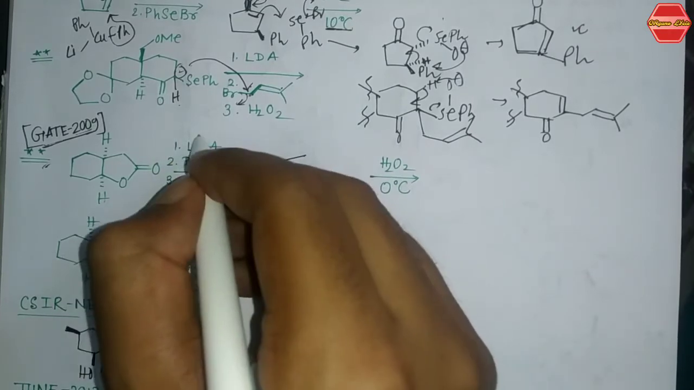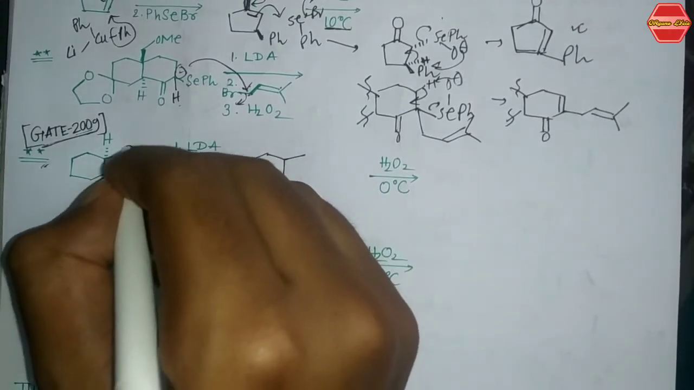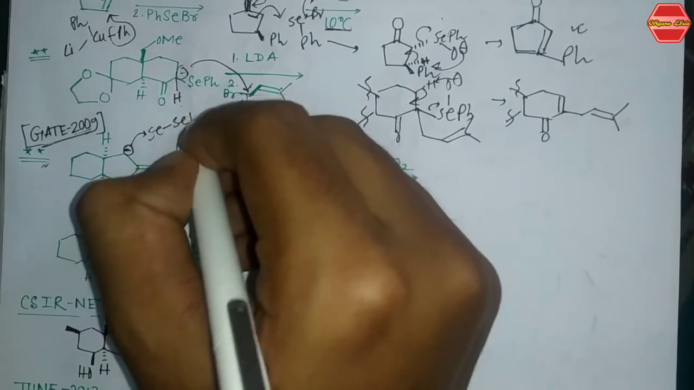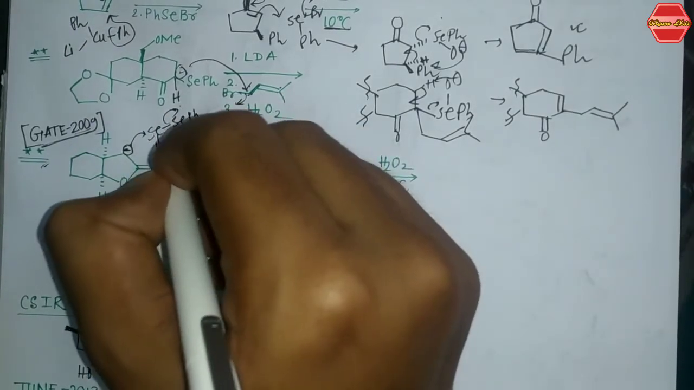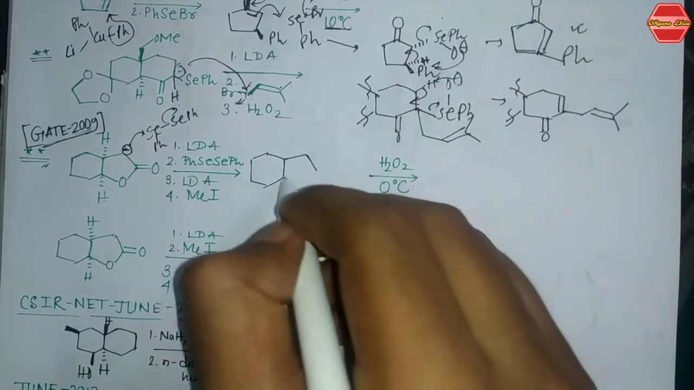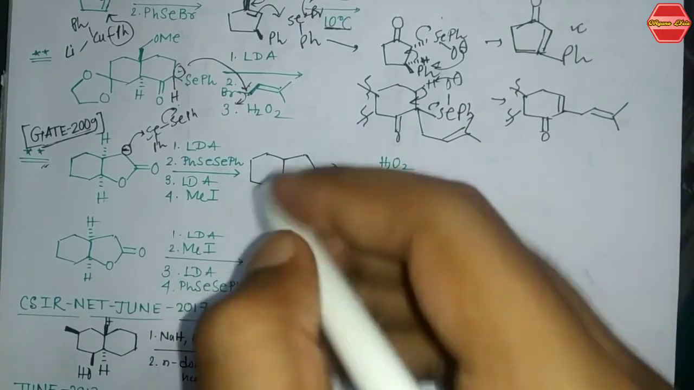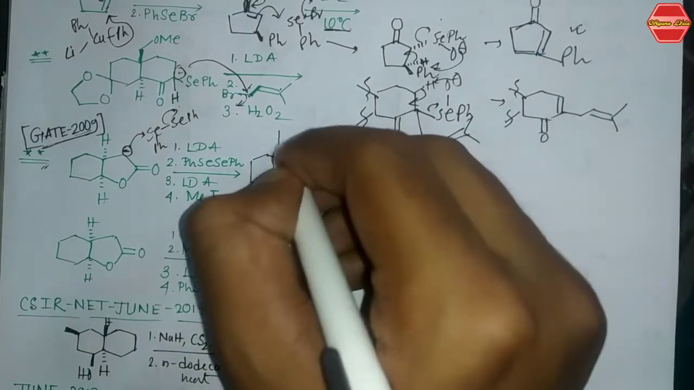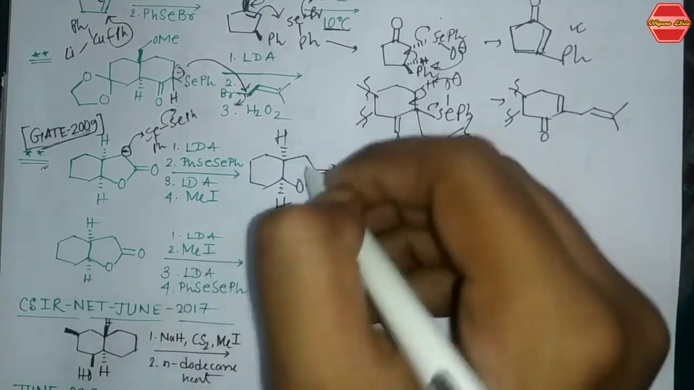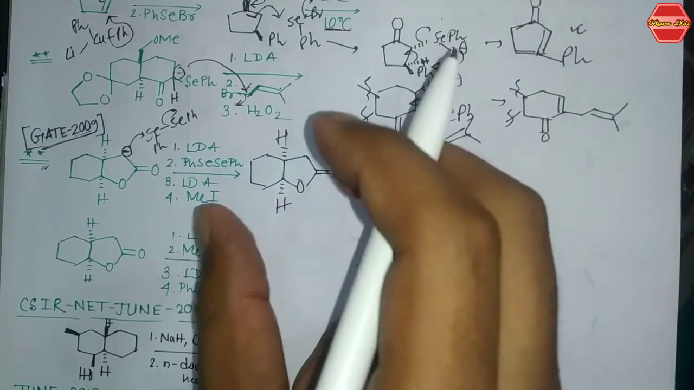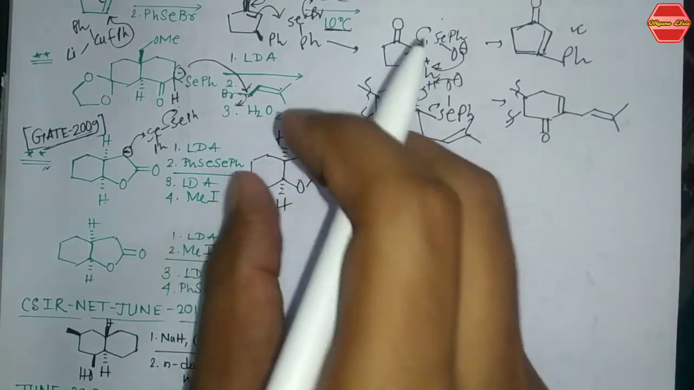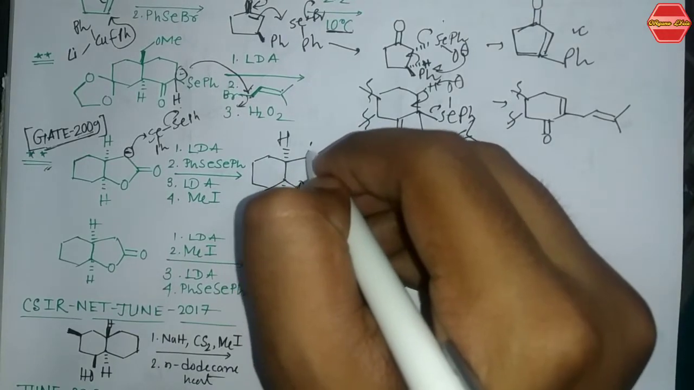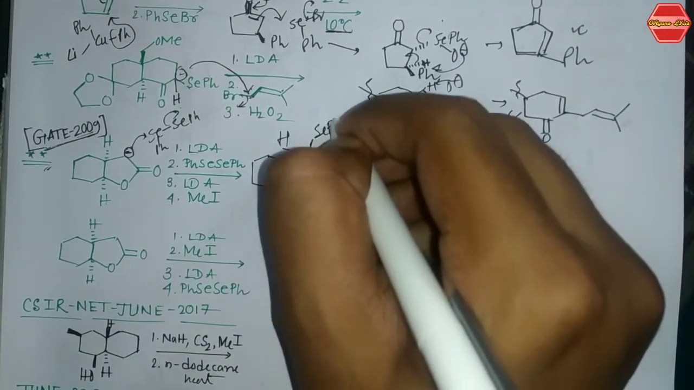Now you know that LDA is given, so it takes a proton over here and you are getting a negative charge over here. It will attack over this selenium system and one mole of PhSe will leave from the system. You are getting this PhSe over here. Now you can see that this hydrogen is below the plane, so that means this ring is placed above the plane. So you are getting this. After that you are getting this PhSe over here.